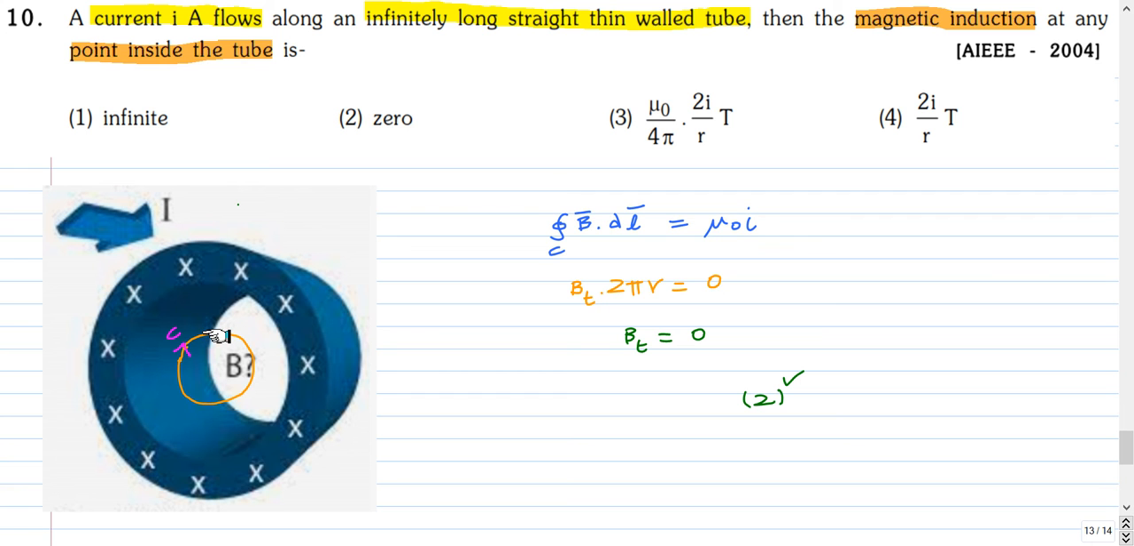So let that point be at some distance r, and let's take a contour in this direction. So using Ampere's circuital law, we can write integral B dot dl equal to mu naught into I, where I is the current enclosed inside this loop. Current enclosed inside this loop in this region is 0 because current is present only outside of this contour, and B, the radial component, will be perpendicular to dl, so that will not contribute. So only the tangential component will be there.